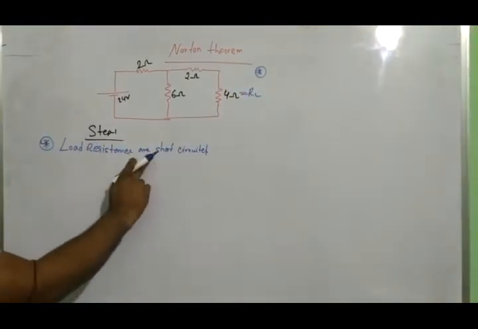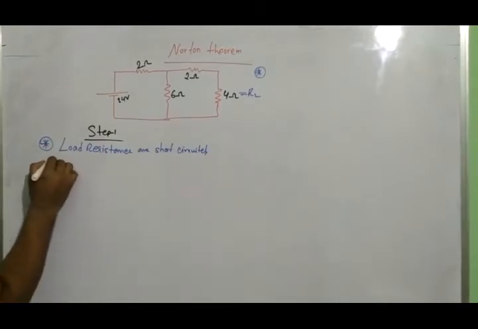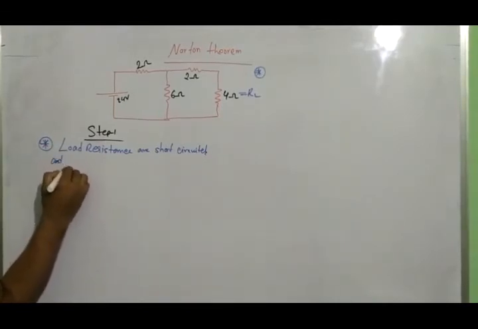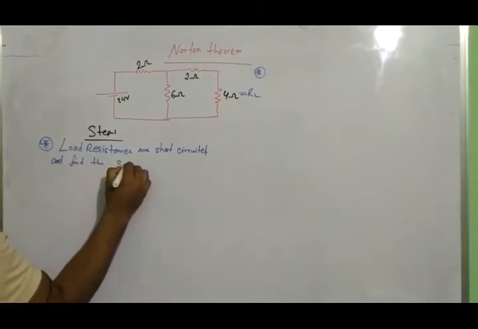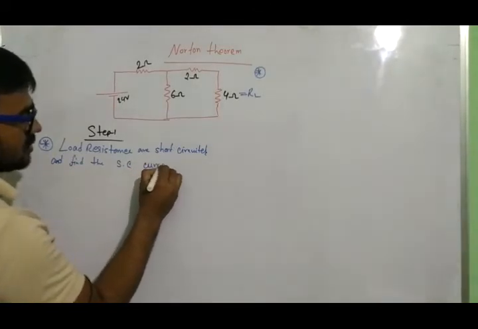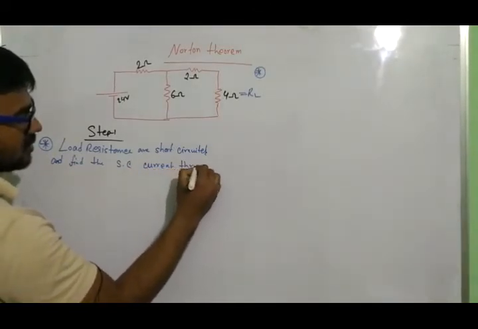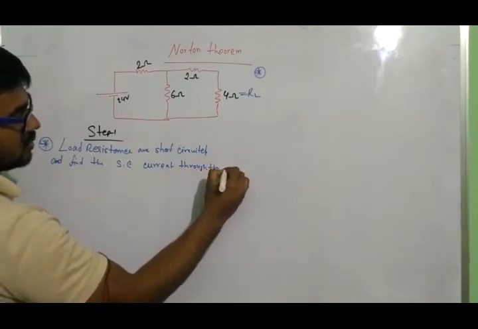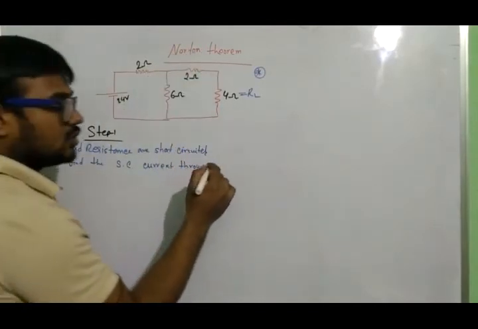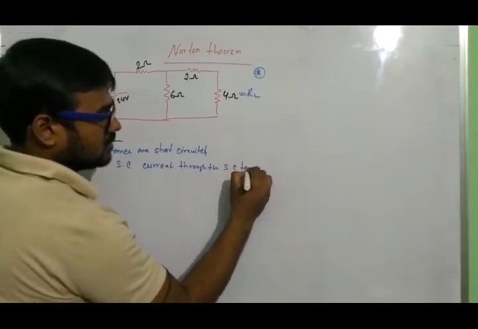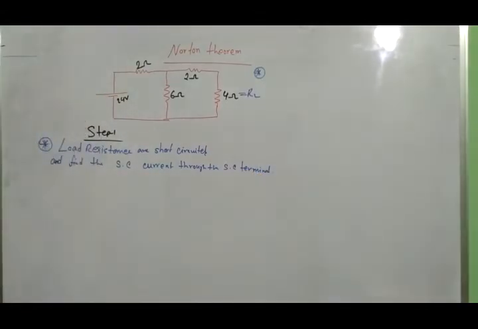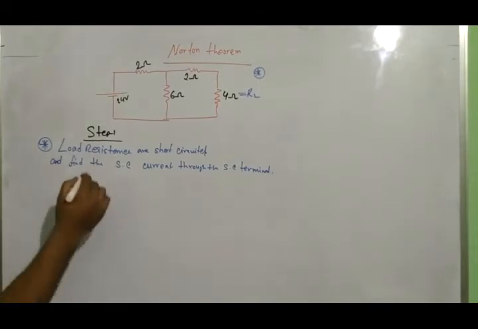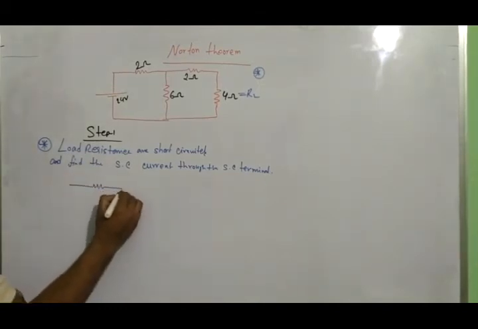So step 1: the load resistance is short circuited, and find the short circuit current through the short circuit terminal. Okay, so now I am finding the current through the short circuit terminal. So what is the circuit now?